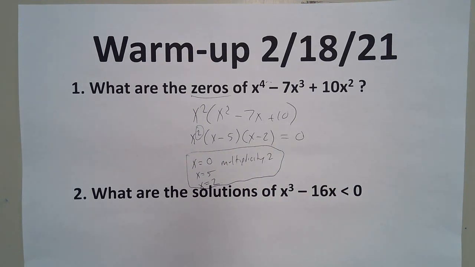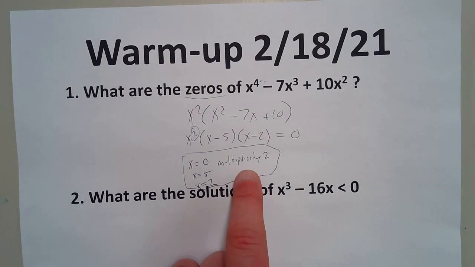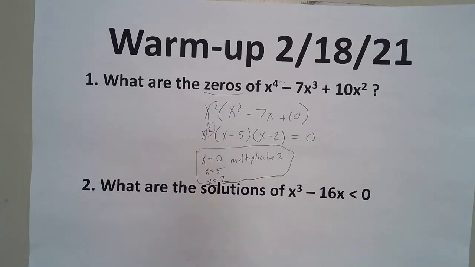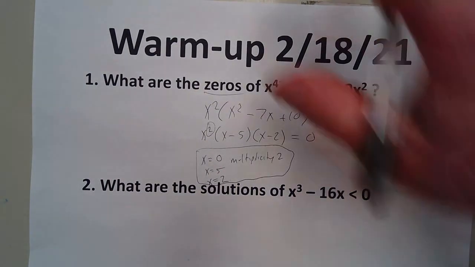This is also one that you could graph and you could see the spots where it crosses. But again, to know the multiplicity, factoring really is one of the best options you have.